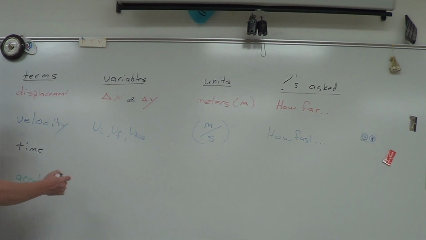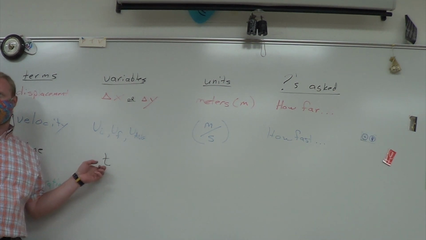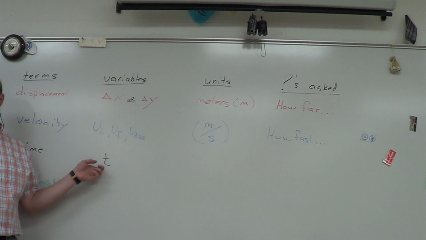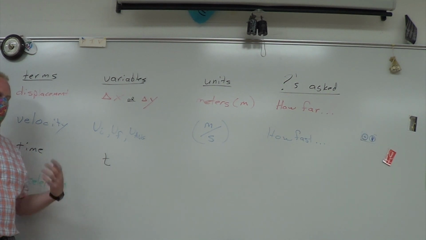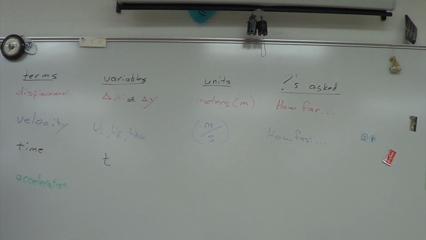Time is simply the letter t. I write my t's like that to kind of match the t's on your sheet, but more than anything, I don't want it to look like a plus sign, right? I don't want my t to look like a plus sign. So I kind of make it a slightly cursive t. That's why I always make my t's like that when I write it by itself.